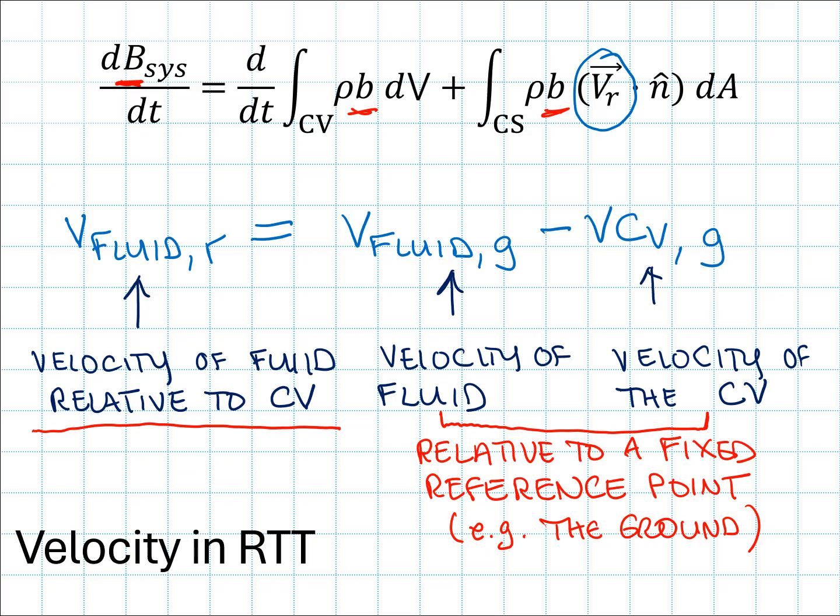So if we have a stationary control volume, then the velocity of the control volume relative to the ground, this last term over here, becomes 0, and our velocity of the fluid relative to the ground or relative to the control volume are the same thing.